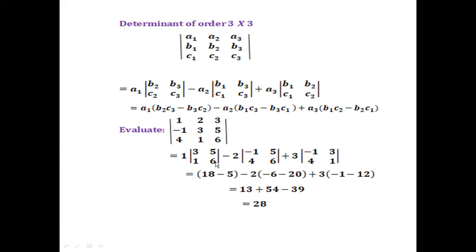We have formula of this determinant 2 by 2. So using AD minus BC formula, we have 3 into 6 is 18, minus 5 into 1 is 5, minus 2 as it is, minus 1 into 6 is minus 6, minus 5 into 4 is minus 20, plus 3 as it is, minus 1 into 1 is minus 1, minus 3 into 4 is minus 12. After simplifying this term, we get the number which is equal to 28. So this is the general formula to obtain determinant of order 3 by 3.